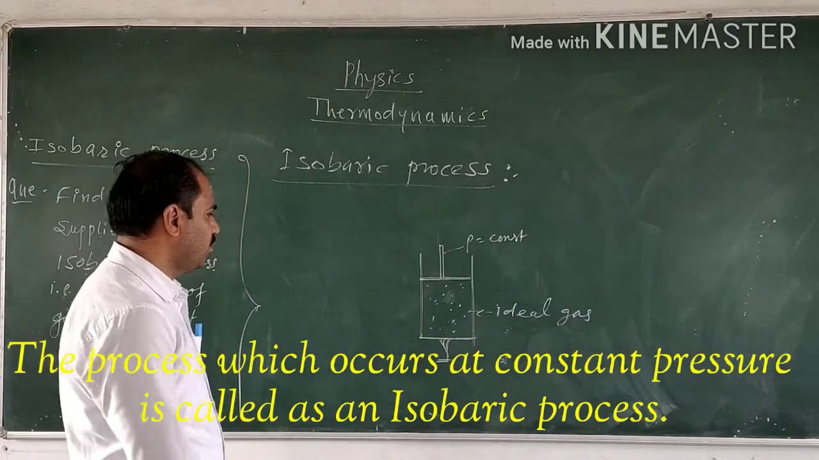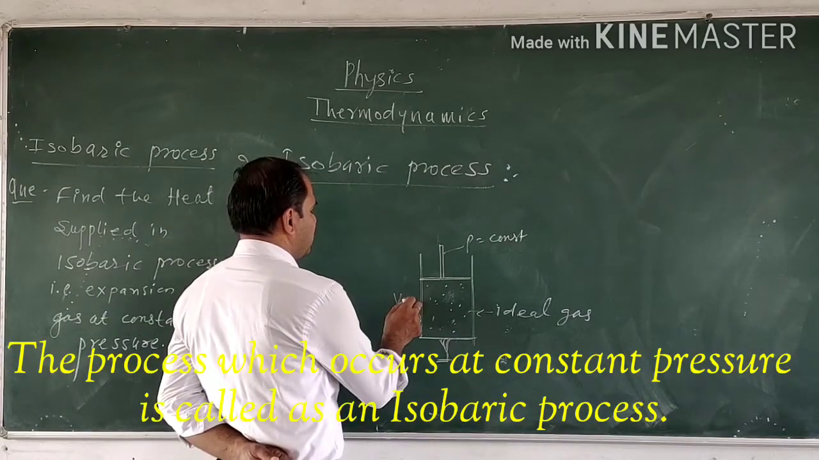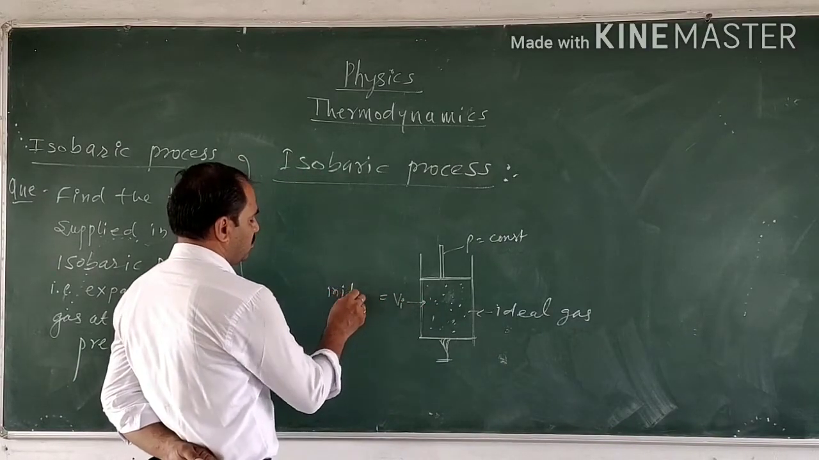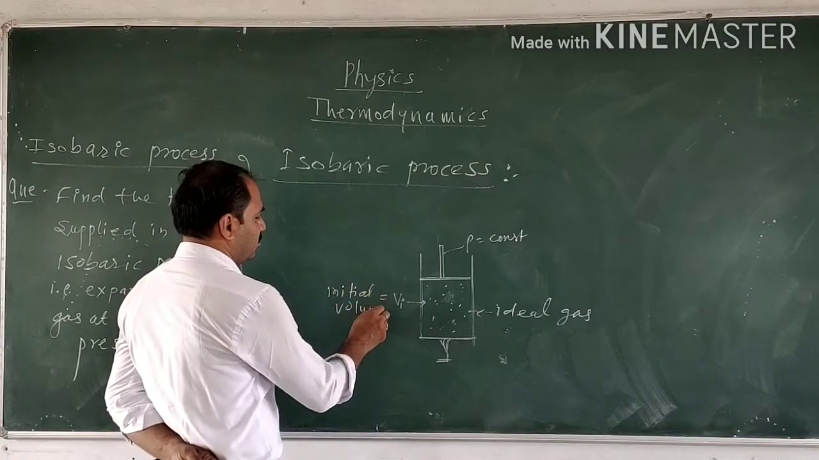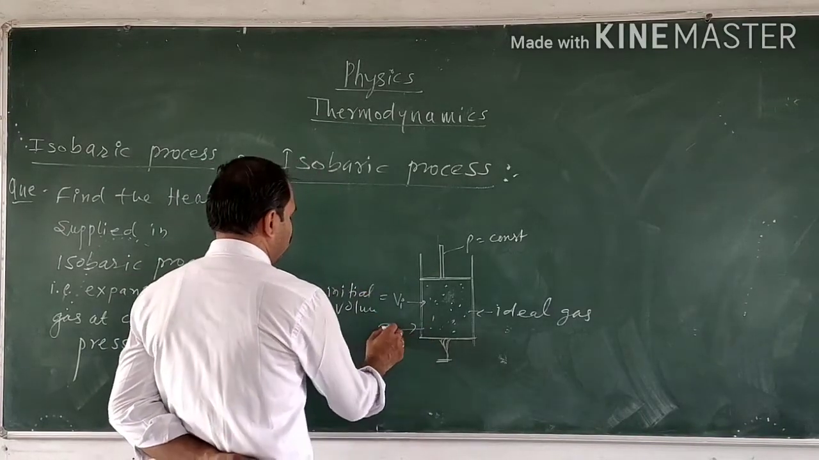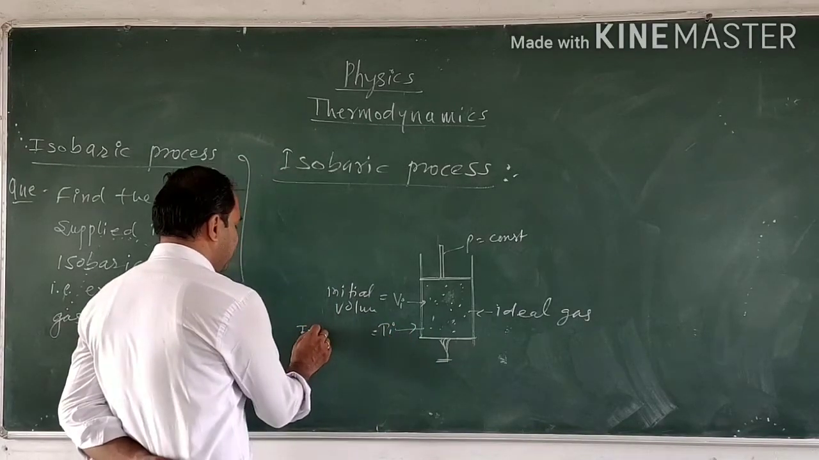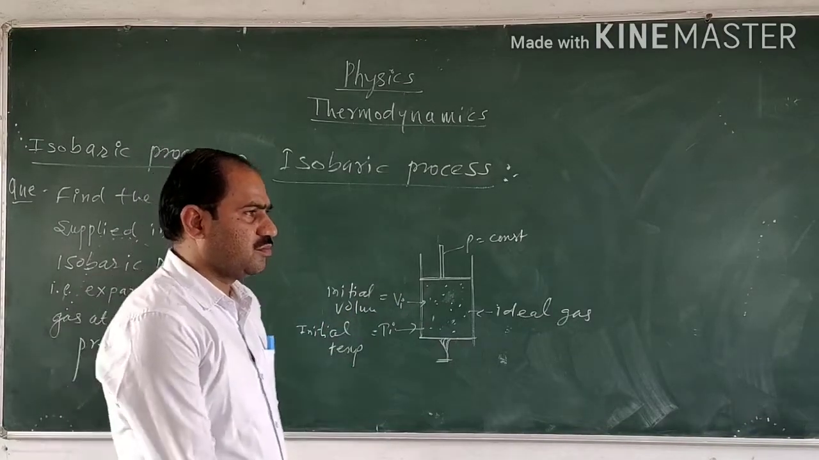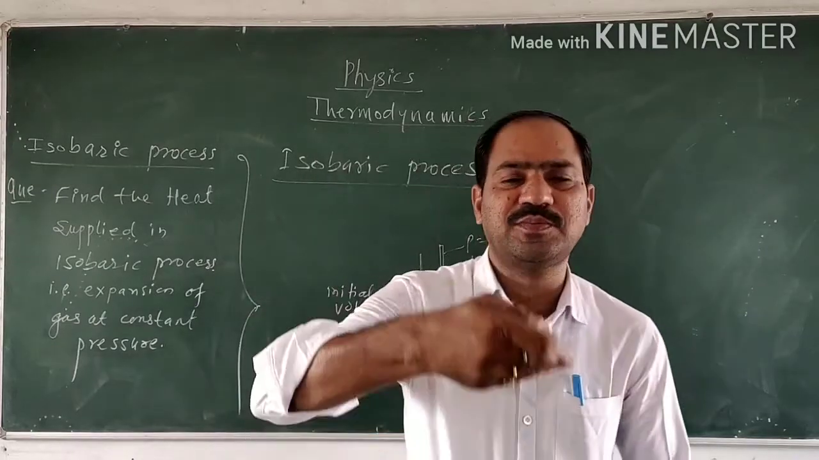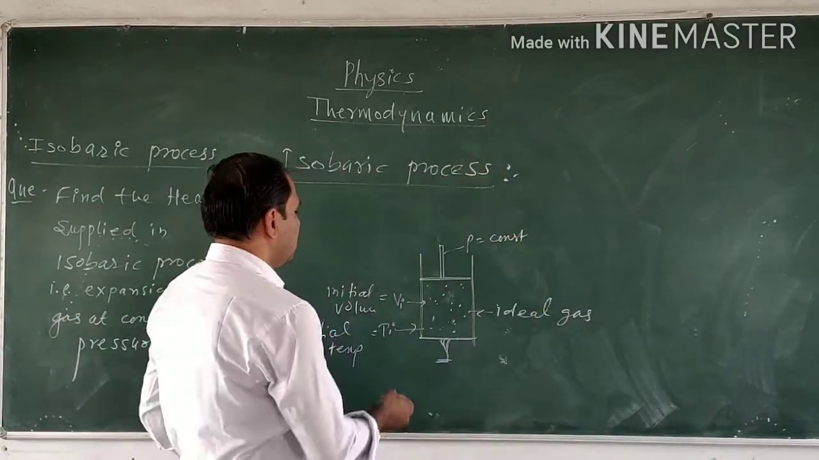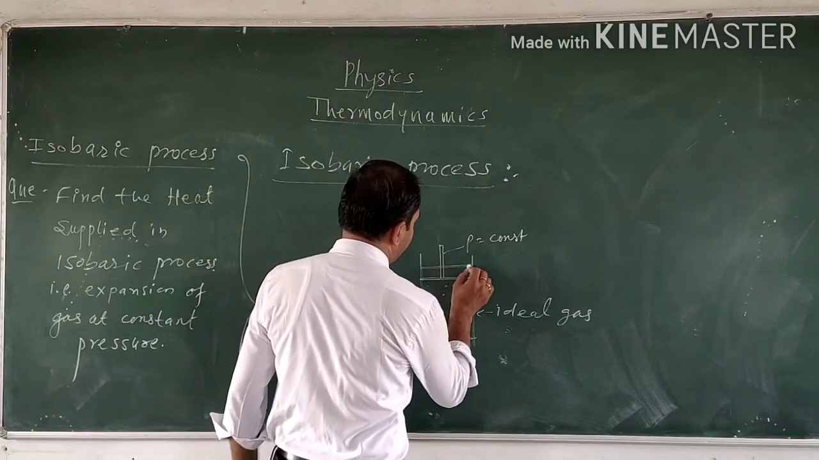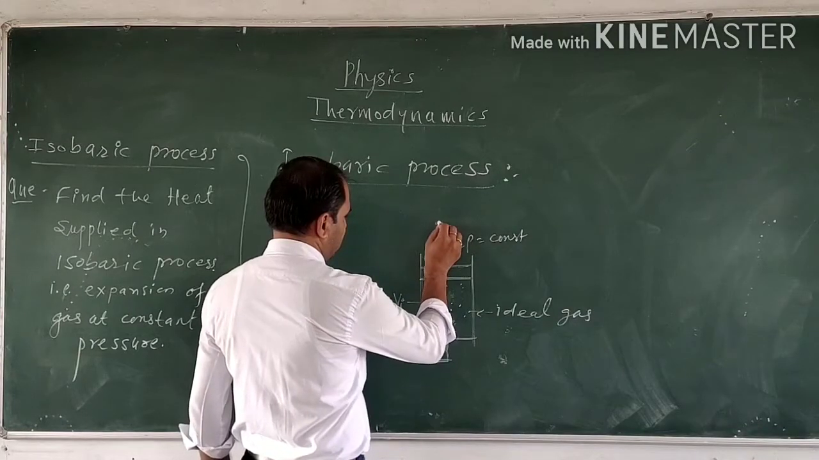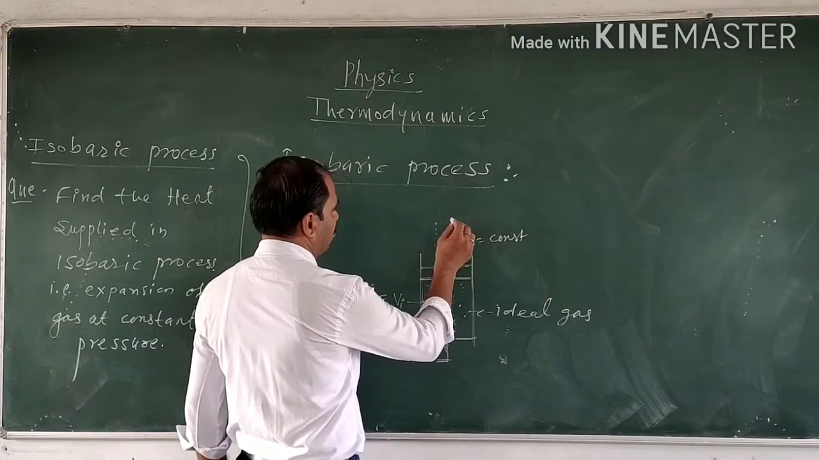pressure. And suppose Vi is the initial volume of the system, and its initial temperature is Ti. And suppose the gas is going to expand, so the piston will be pushed in the upward direction, and this second position I have shown by the dotted line.